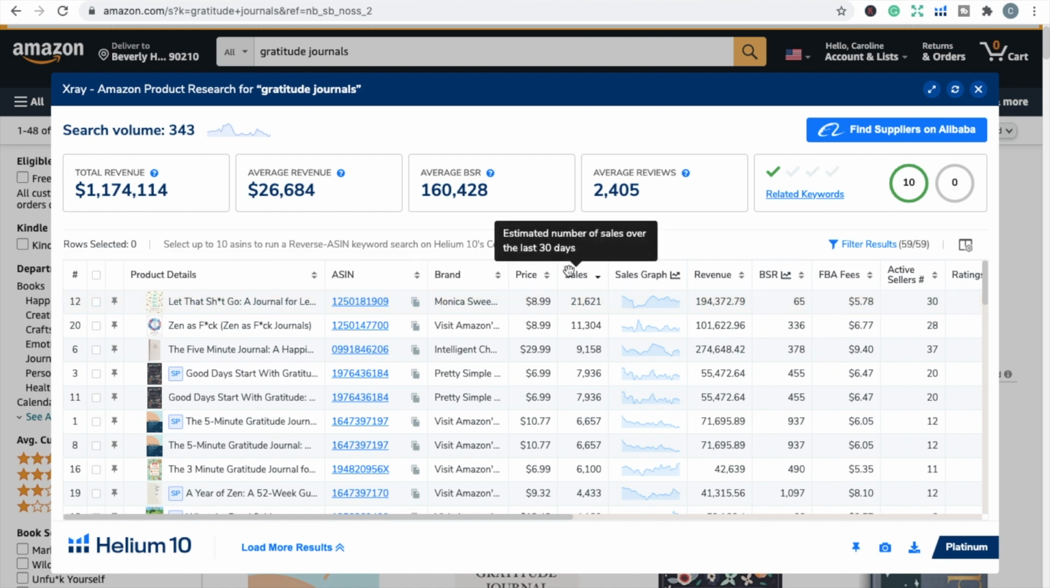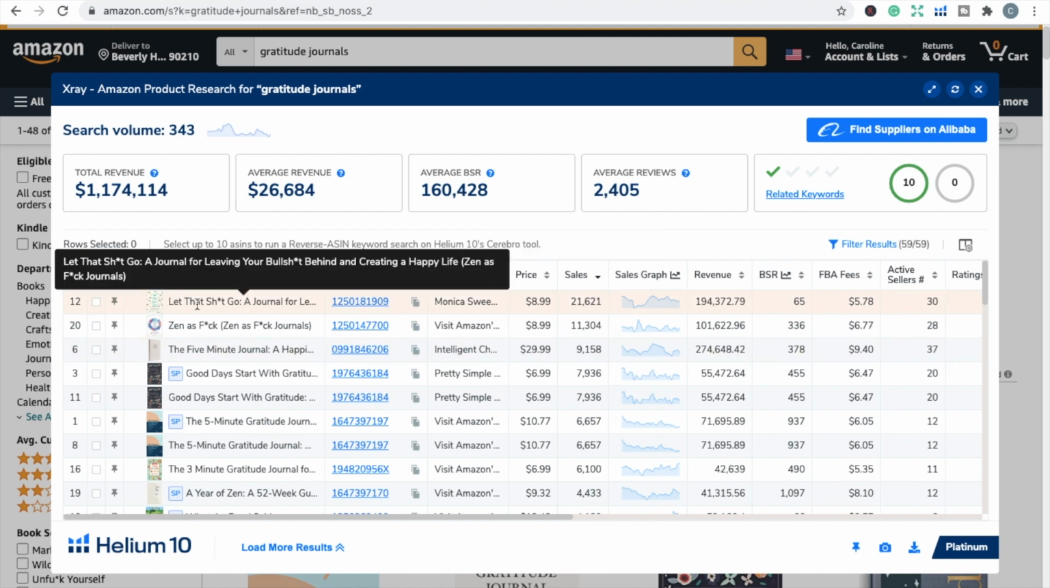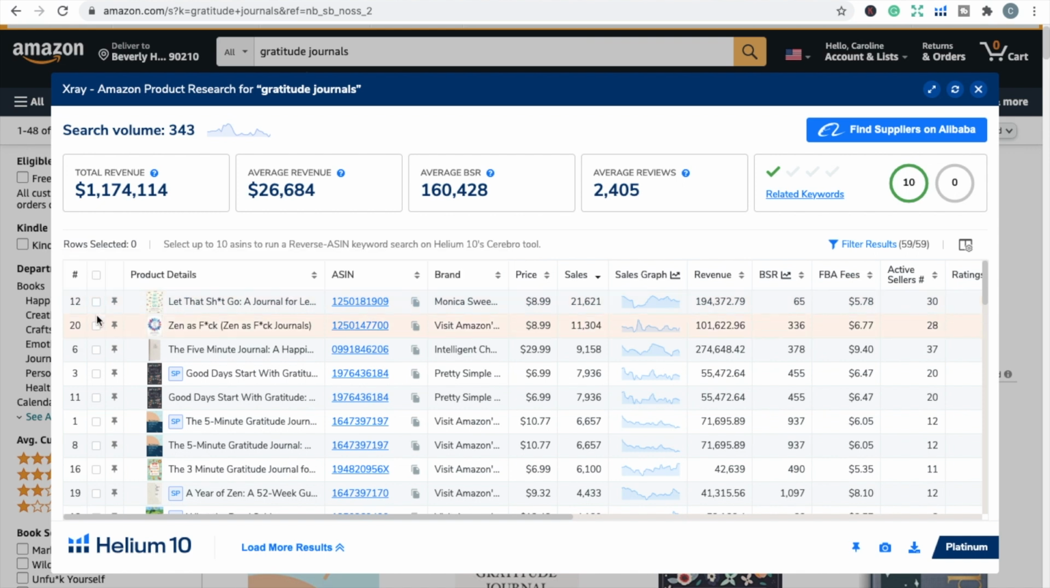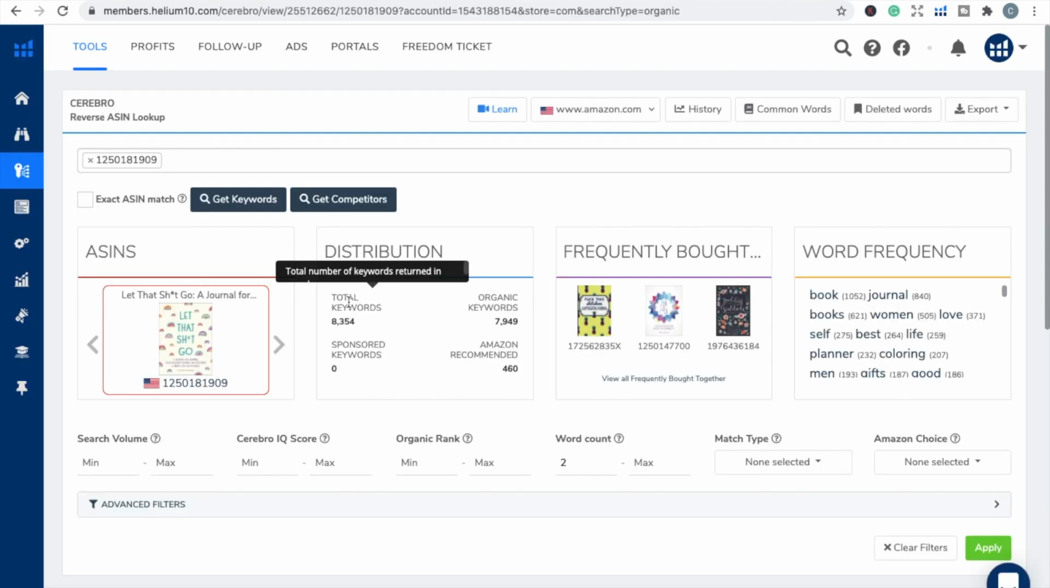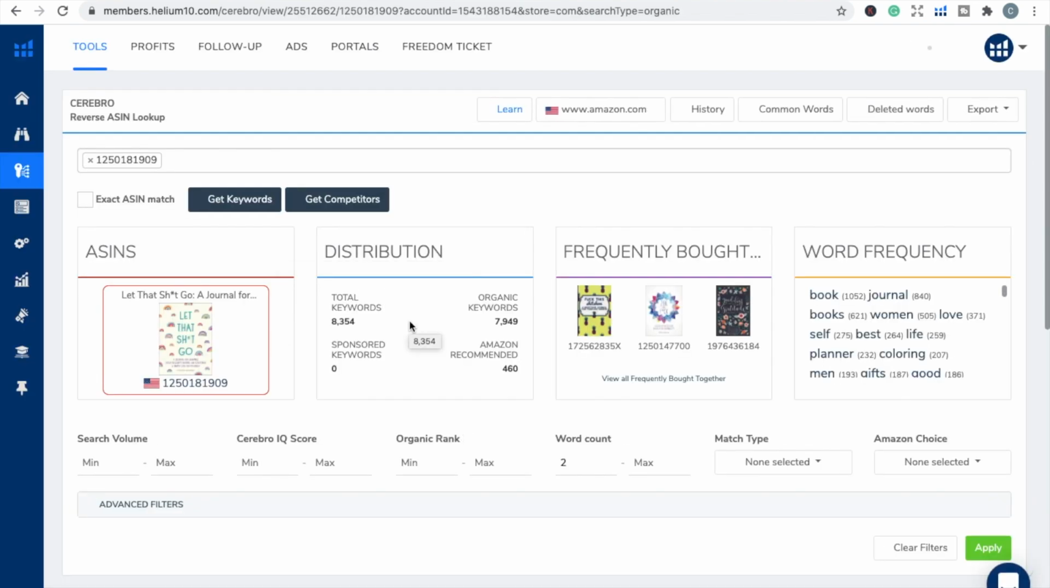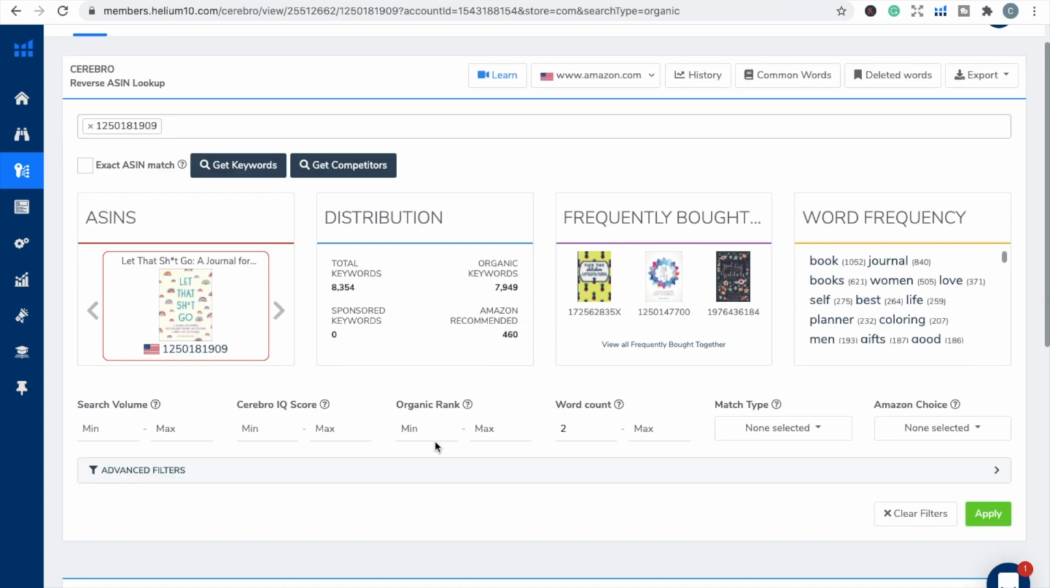And so all books, regardless of who publishes them, have a listing and have access to the same keyword fields in their listing. And so we can look at how this book has set up its keywords, regardless of the fact it's not a KDP book. So let's select that one and we will run the search in Cerebro. And this book is ranking for a total of 8,354 keywords, 0 are sponsored, the majority of them are organic and some are Amazon recommended.